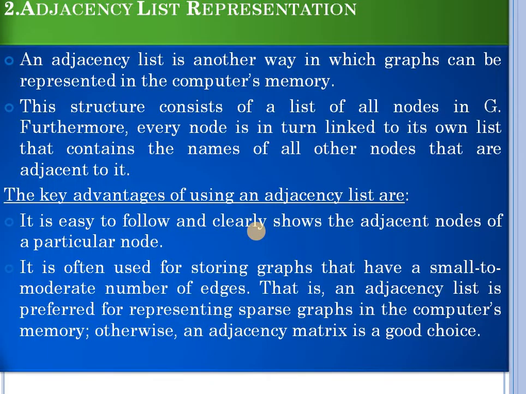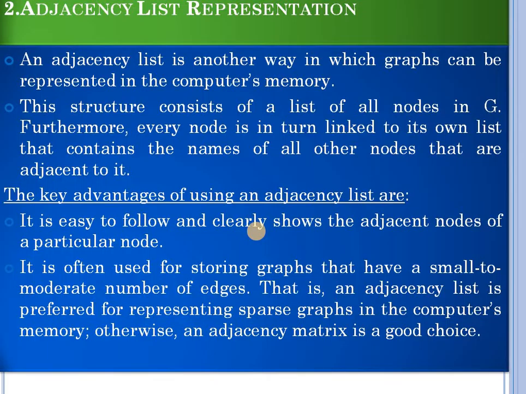An adjacency list is another way in which the graph can be represented in computer memory. This structure consists of a list of all the nodes in graph G. Furthermore, every node in it links to its own list that contains the names of all other nodes that are adjacent to it. Means the list consists of the nodes which are adjacent to that particular node.